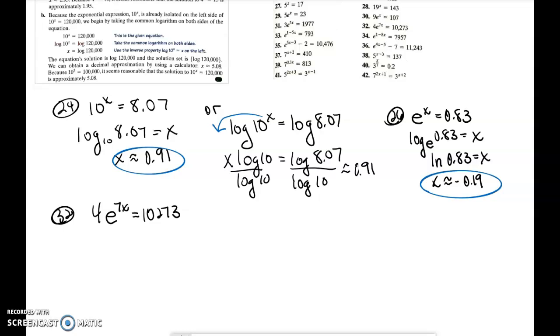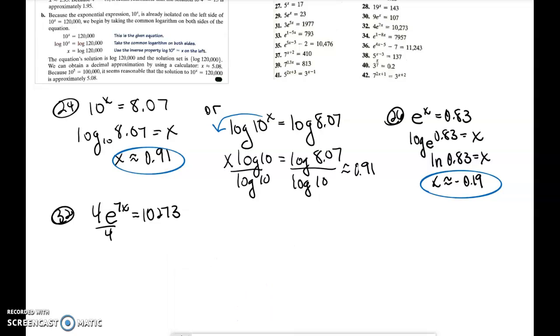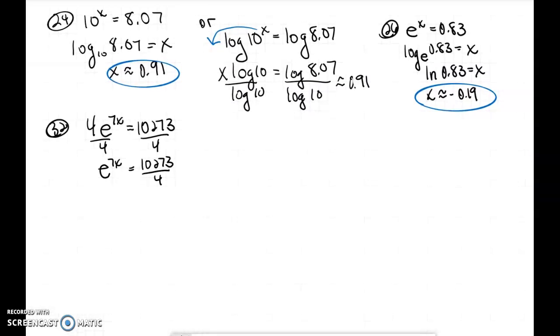I can't do anything with that 4 in front. So if I divide both sides by 4, then e to the 7x is whatever 10,273 divided by 4 is. I left this as a fraction as I was doing my work so that whenever I was solving, I wouldn't have any errors with decimal point accuracy.